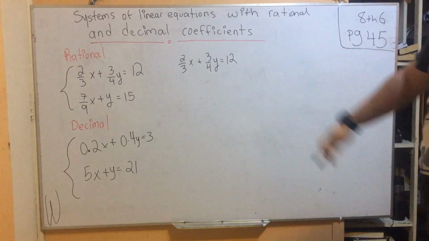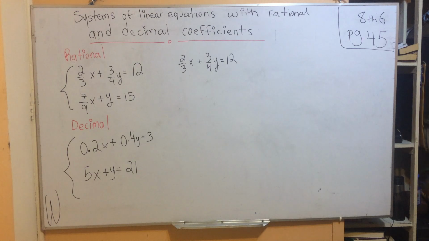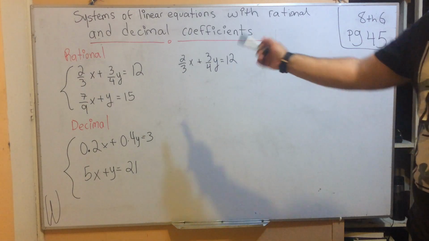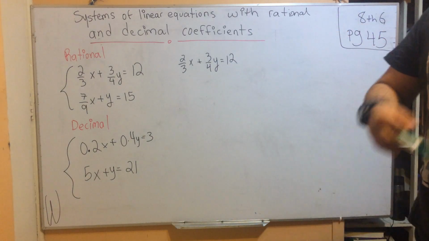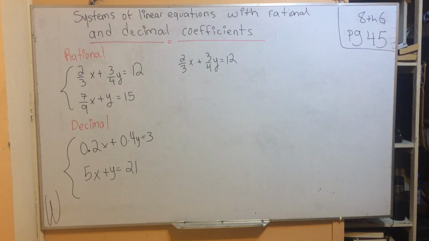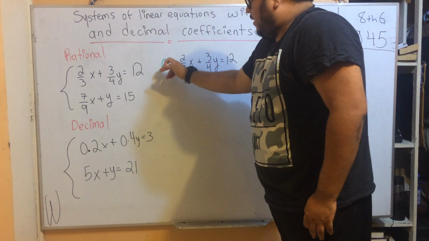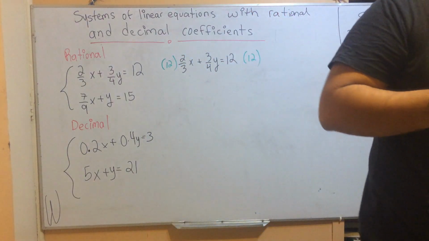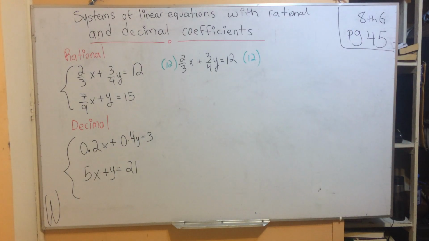So between 3 and 4, can we use 6? No. Can we use 8? No. Can we use 12? Yes, because 12 divides both of the numbers. 6 only divides 3, 8 only divides 4, but 12 divides them both. So what we're going to do is multiply times 12 both sides. Remember, what we do on one side, we need to do on the other side. That way we continue to keep the balance of the equation.